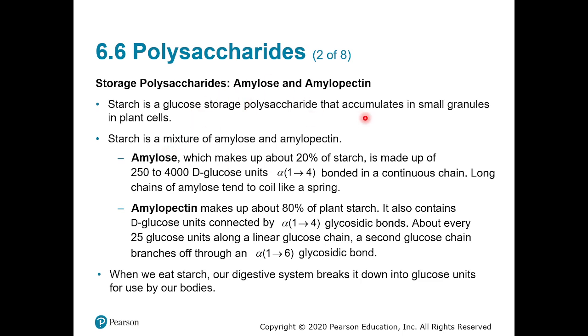So starch is actually a mixture of two different forms. We have amylose and amylopectin. So amylose is going to be what makes up 20% of the starch. It's going to be made up of 250 to 4,000 D-glucose units. These D-glucose units will be bound with an alpha-1,4 glycosidic bond. And this is going to give you a continuous long chain. Okay? So this gives you your straight long chain that would go off into infinity. Okay? You can make it basically as long as you want.